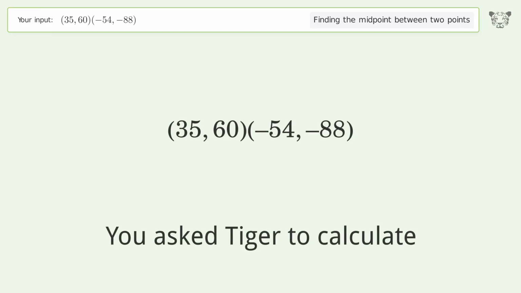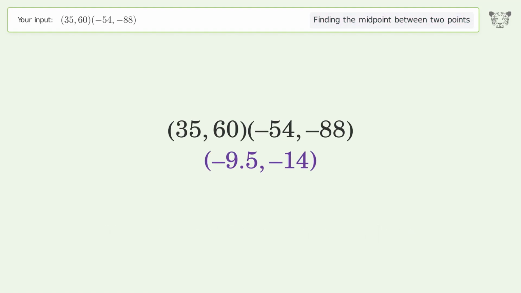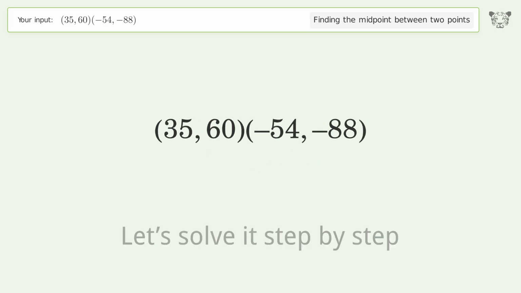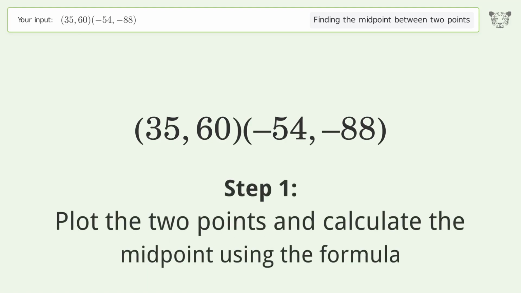You ask Tiger to calculate. This deals with finding the midpoint between 2 points. The midpoint between the 2 points is -9.5, -14. Let's solve it step by step. Plot the 2 points and calculate the midpoint using the formula.